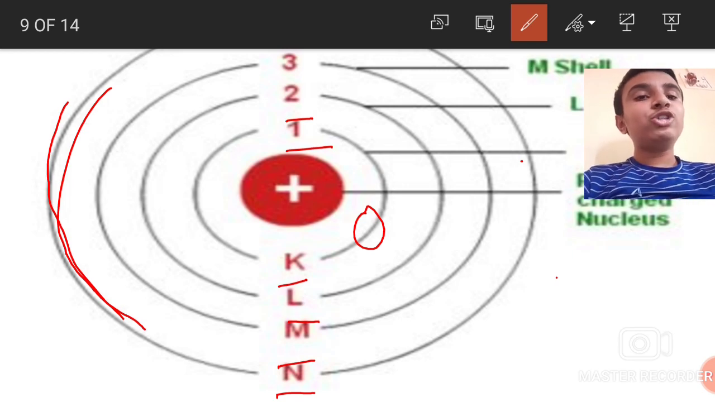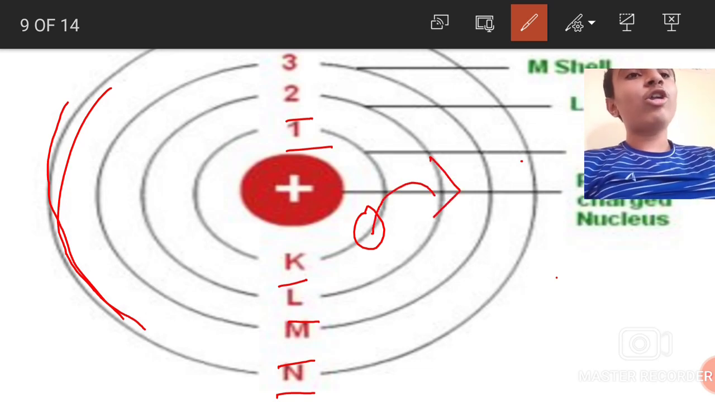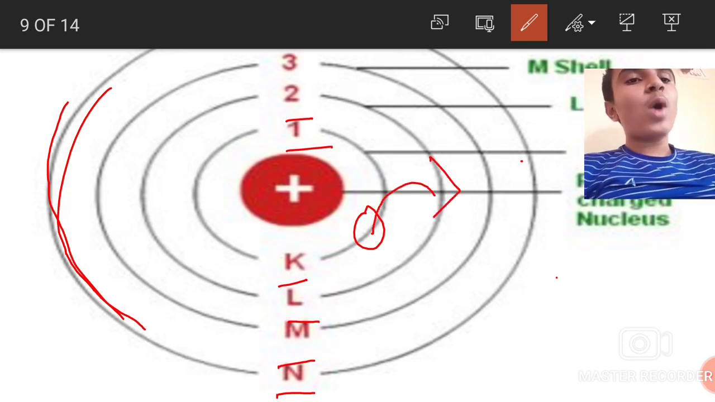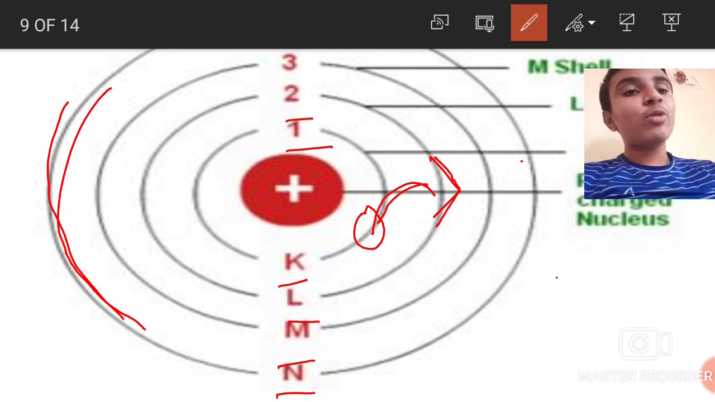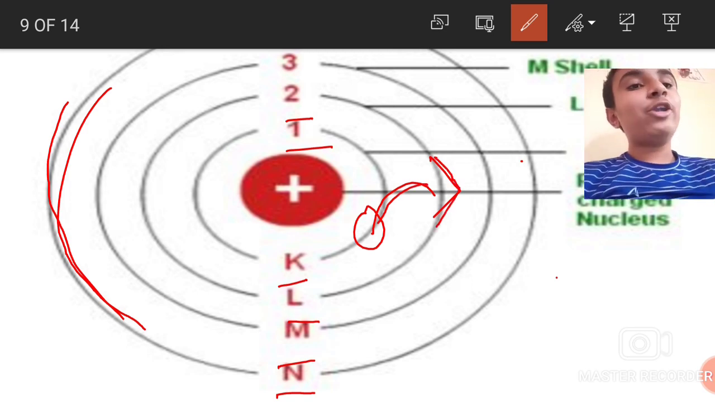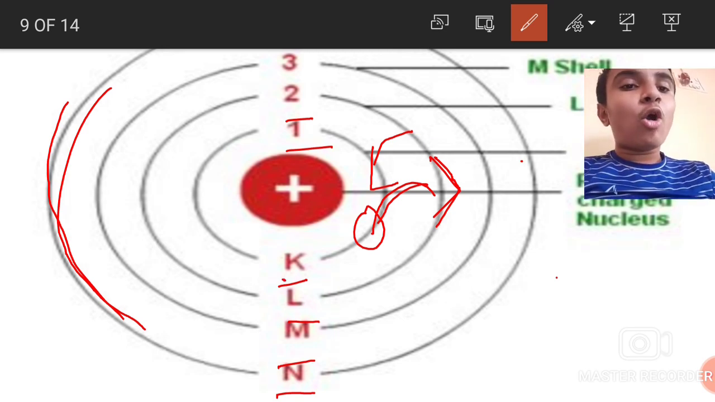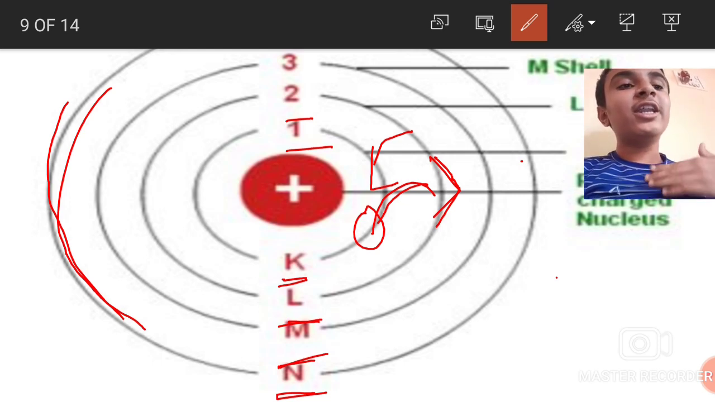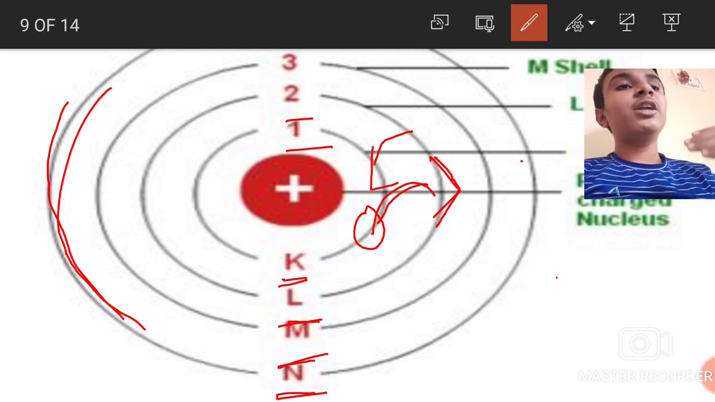And he also stated that when an electron jumps from an inner orbit to an outer orbit, it absorbs energy. Why? Because it wants to go away from the nucleus, so it needs to absorb energy. And when an electron jumps from an outer orbit to an inner orbit, it emits energy. As the orbit level increases, meaning as the orbit goes far from the nucleus, its energy also increases, and as it gets closer to the nucleus, its energy decreases.